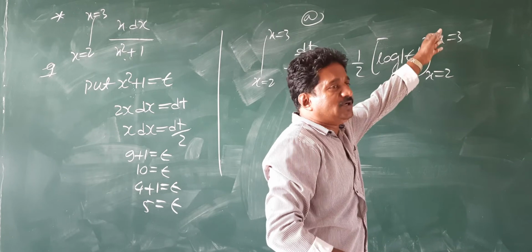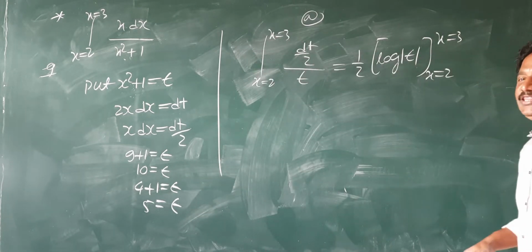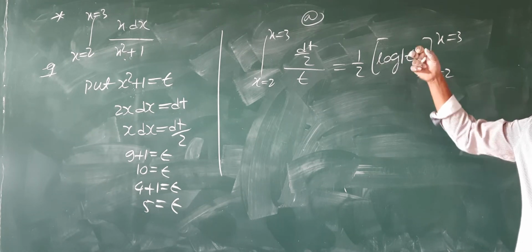We cannot substitute x values for t. By keeping that in mind, for that reason, you substitute back for t. You bring this t into x.